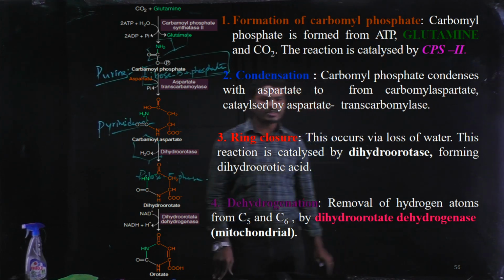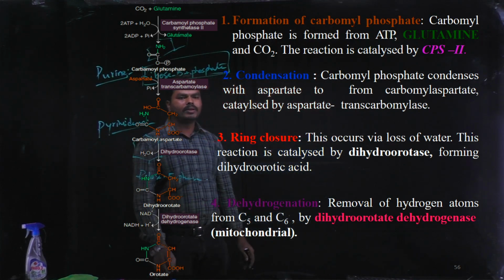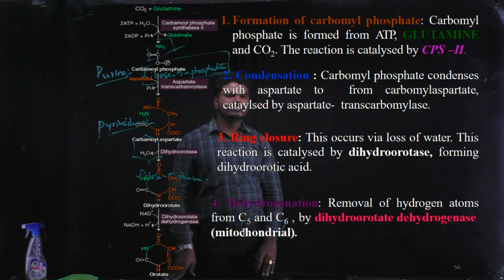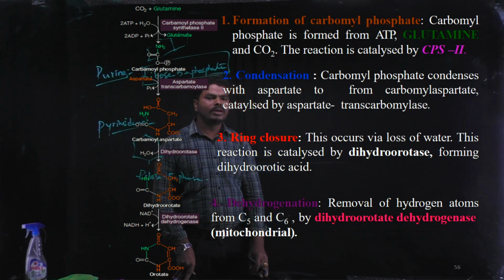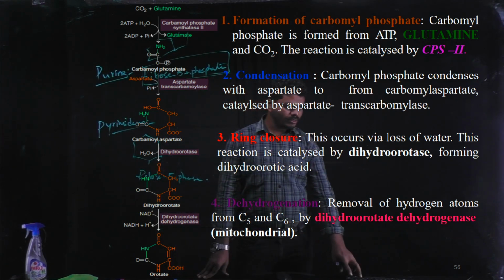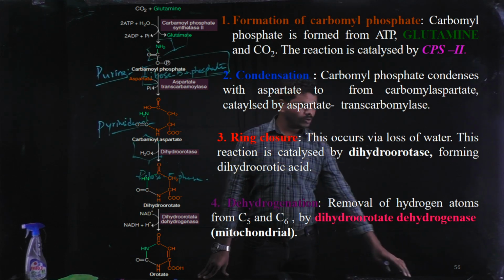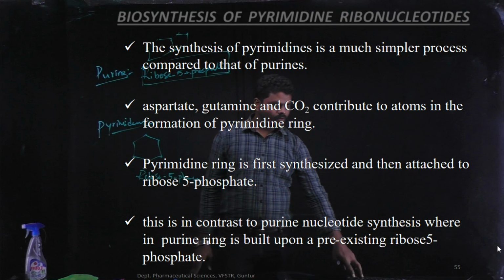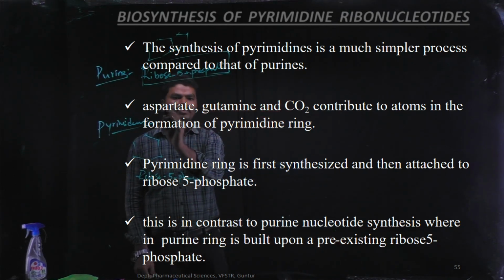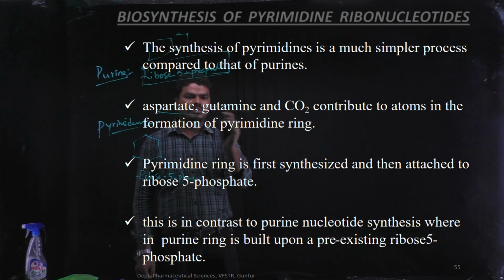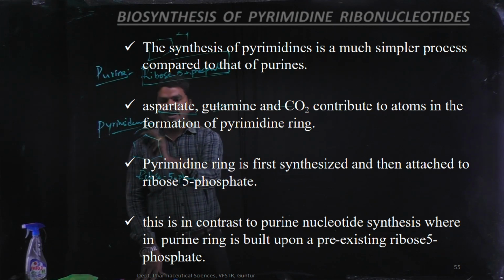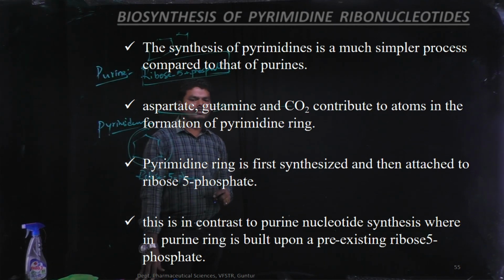Coming to the sequence of steps involved in the de novo synthesis of pyrimidine nucleotide, the first one is the formation of carbonyl phosphate. As I already said, there are three substances required to contribute the atoms present in the pyrimidine ring. What are they? Aspartate, glutamine and carbon dioxide. These three are sufficient to contribute the atoms present in the pyrimidine nucleus.